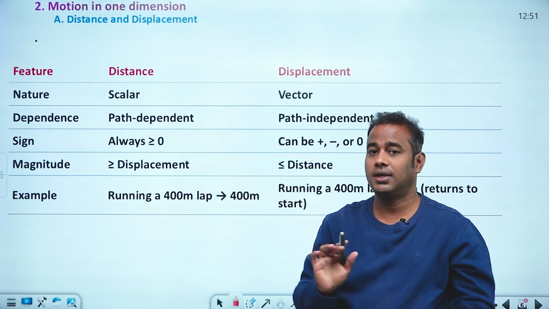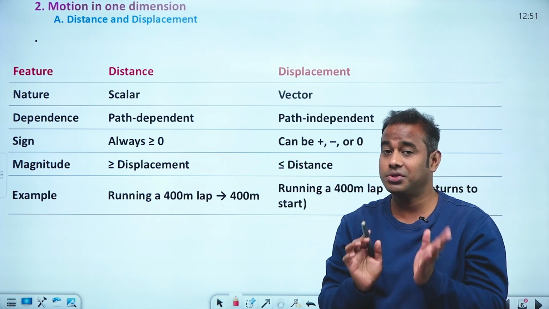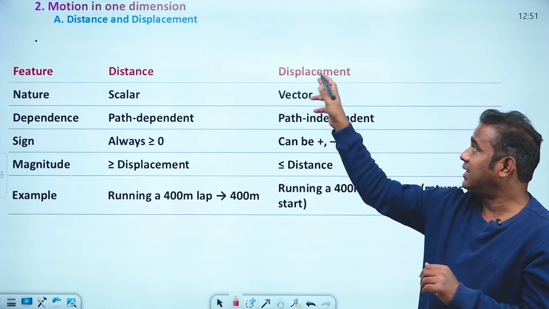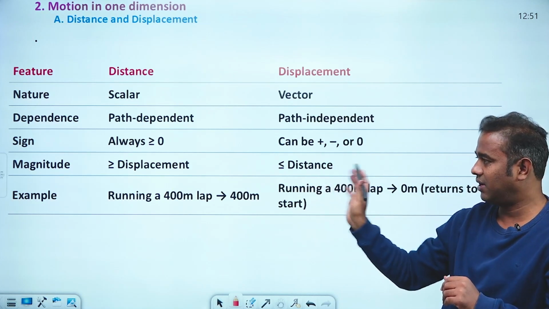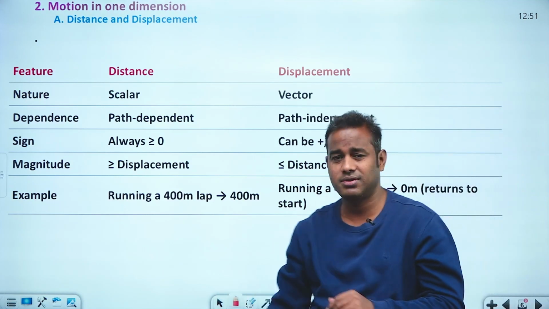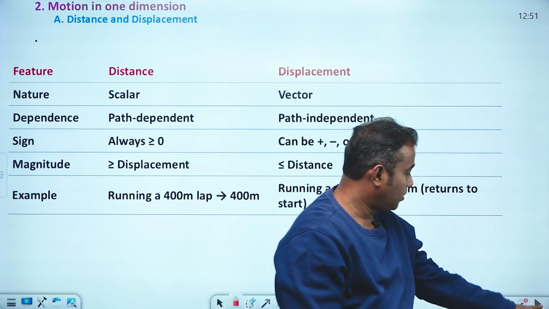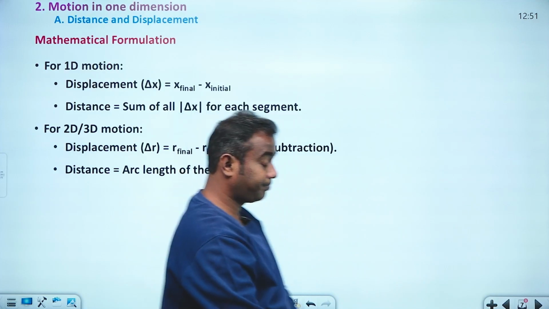So hence the distance is basically a positive quantity, or else it is 0, whereas the displacement here is always less than or equal to the distance. So this is a very easy way of remembering the point. Some examples on all of this here.